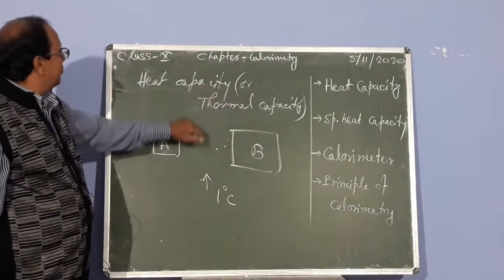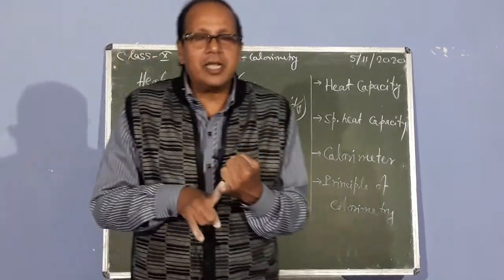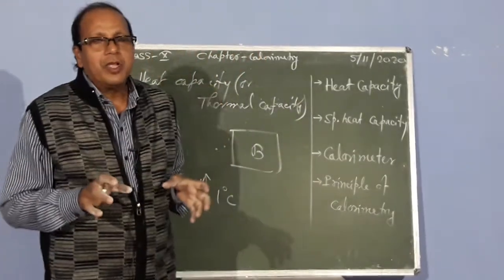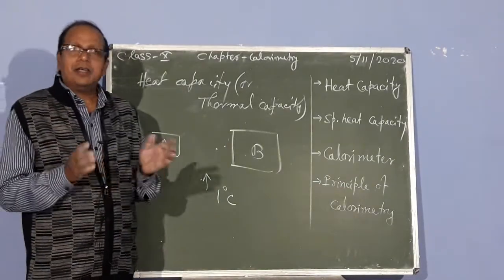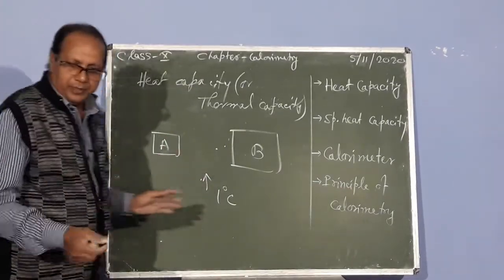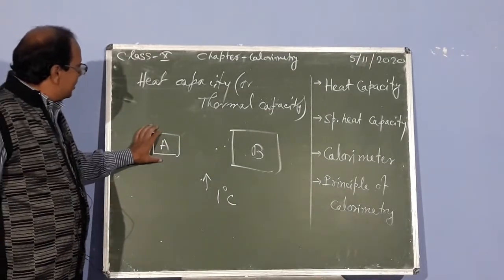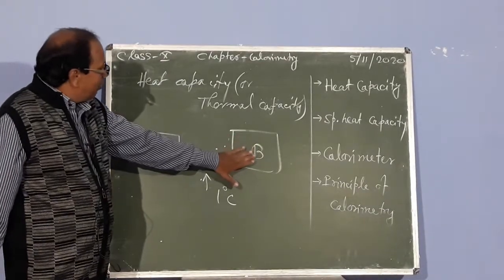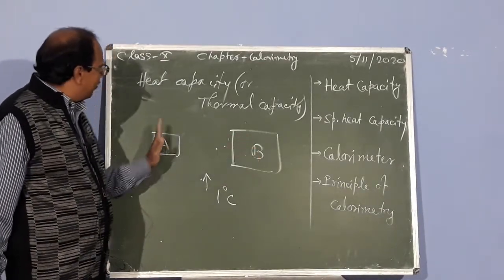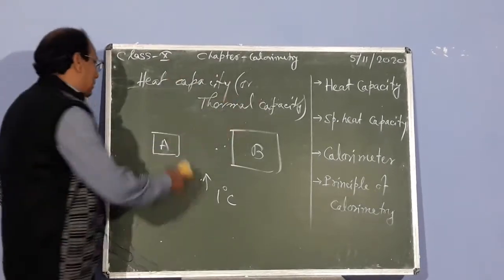So what is the definition of heat capacity or thermal capacity? Once more, it is the amount of heat energy required by a body to raise the temperature through 1 degree Celsius or 1 Kelvin. Here, since the mass of A is lesser than the mass of B, obviously the heat capacity of B is more than that of A. That's why we can say heat capacity depends on mass.